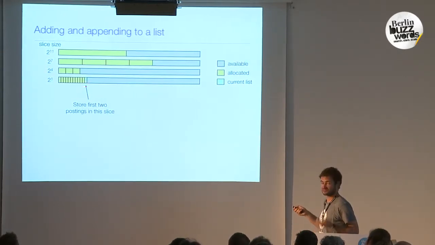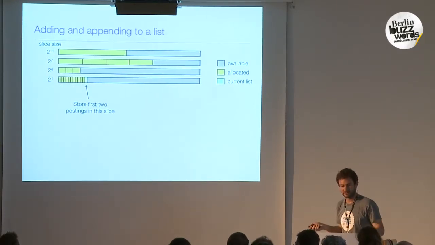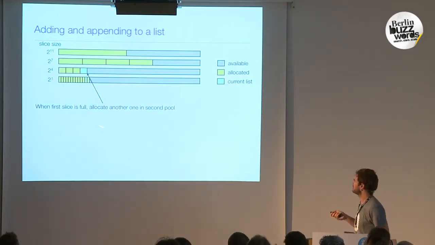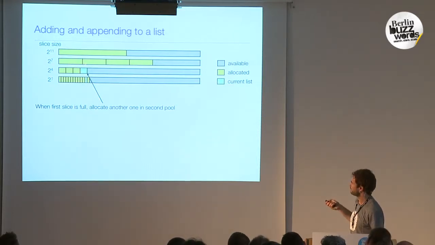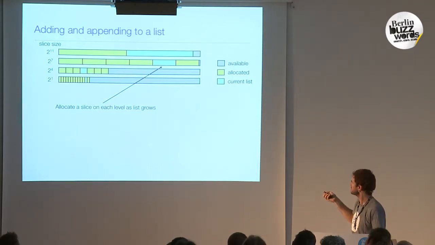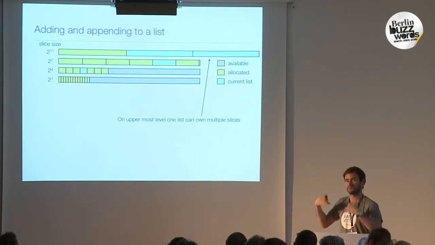And since the size is 2, we can store its first occurrence in there, and we will have room for a second occurrence if it occurs again. If we see a term more than 2 times, then we go up a level and allocate a slice here. And then we have room for 16 more, and 128 more, and 2048 more. So if we see it even more often than the sum of these four numbers, like 2200 or something like that, we stay on the highest level and just append another slice on this level to the same list. So all these green slices are part of the same linked list.